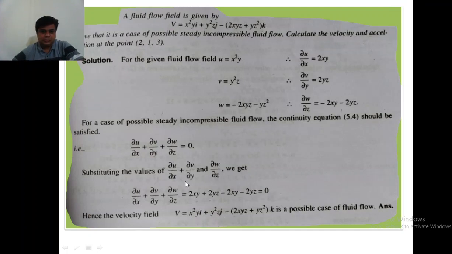Here we have to calculate this v. So this is the possible case of fluid flow. So the velocity field v is given. If you do this continuity equation, it will be 0, then you can say that it's a possibility of fluid flow. So you have to prove that for possible steady incompressible fluid flow, this continuity equation will be equal to 0. So take all these terms, prove that you will get 0 here.